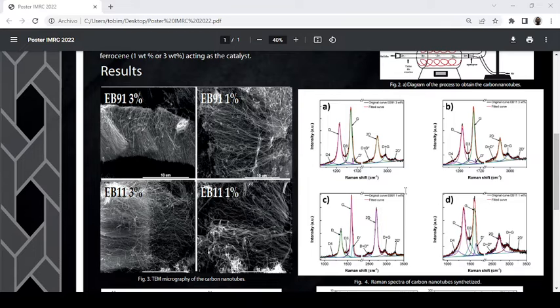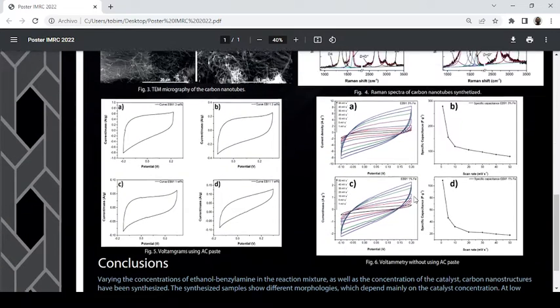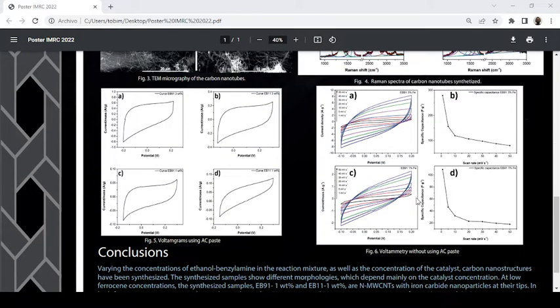In general, it was observed that the higher the catalyst concentration, the greater the amount of amorphous carbon. However, this is not a negative result, since the sample with the highest amount of amorphous and defective carbon is the one that presents the best response in specific capacitance. Values up to 275 farads per gram were obtained.